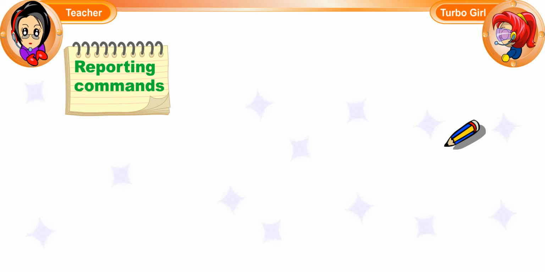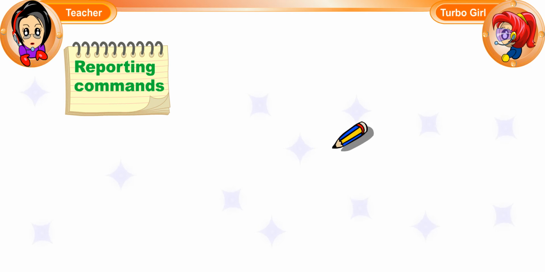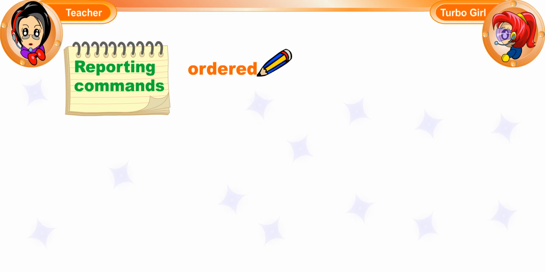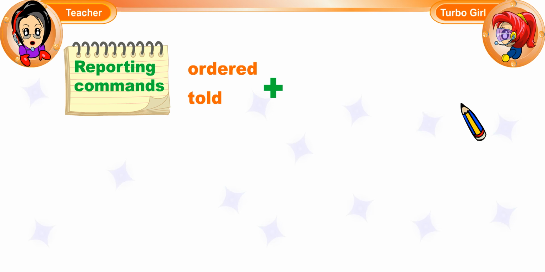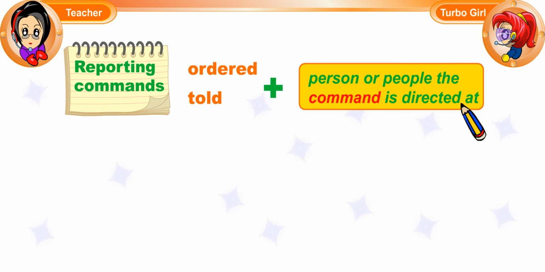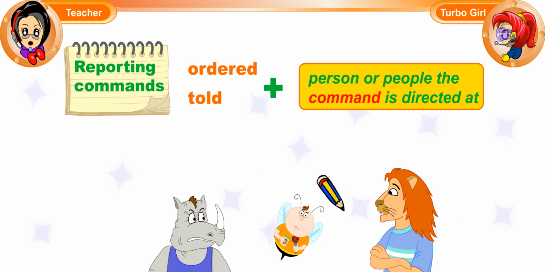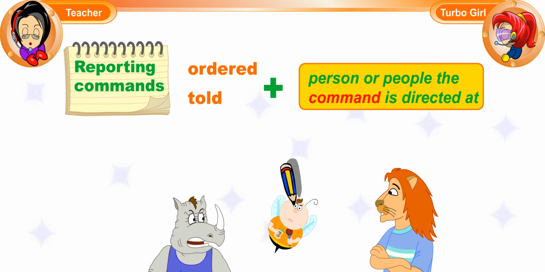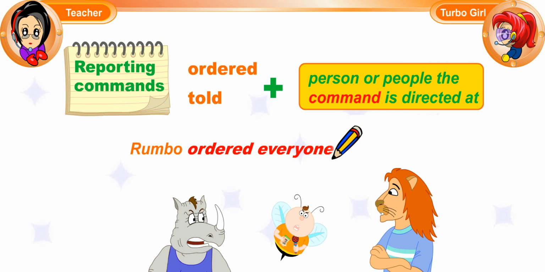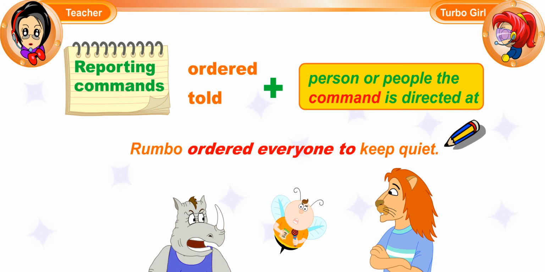For reported commands, we usually use the reporting verb ordered or told, followed by the person or people the command is directed at. In this case, Rumbo is ordering everyone. In addition, we must also add to after the person or people. So we have, Rumbo ordered everyone to keep quiet.